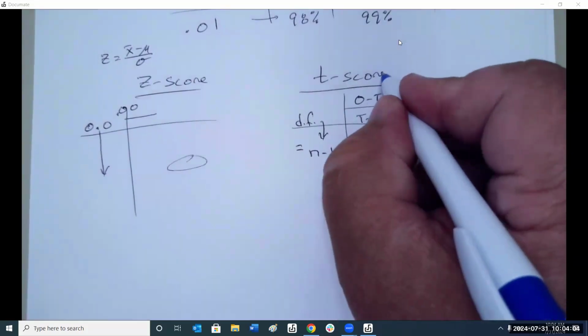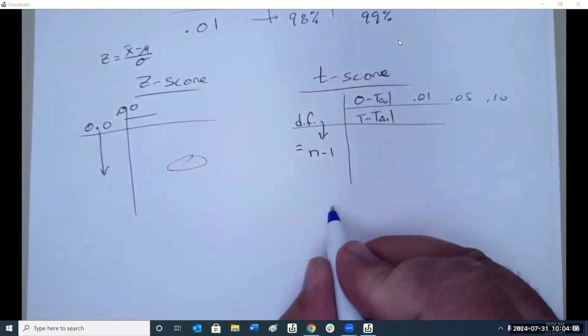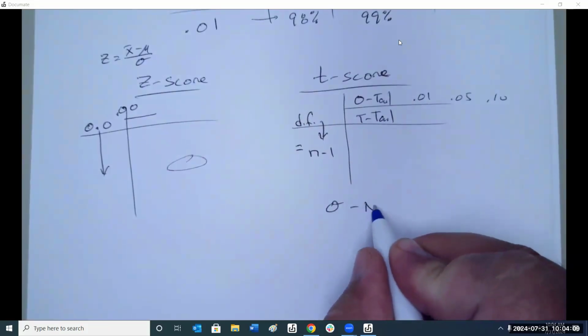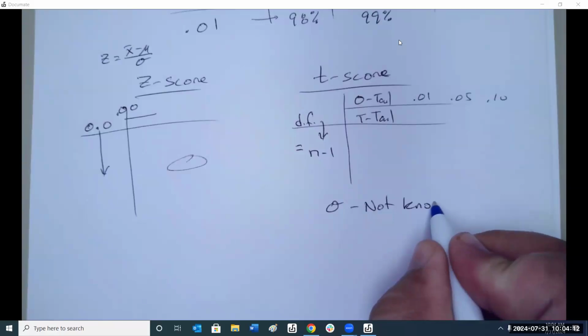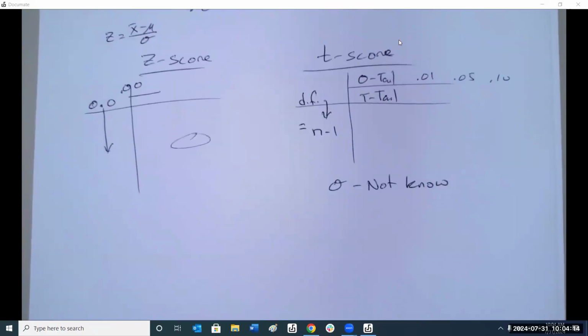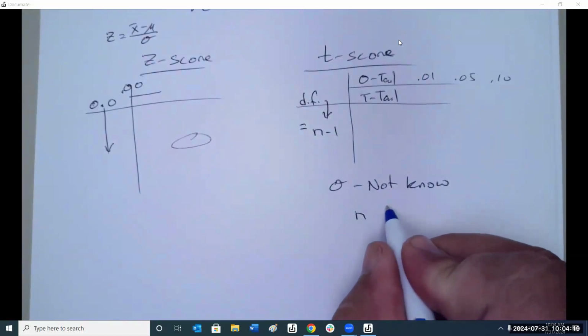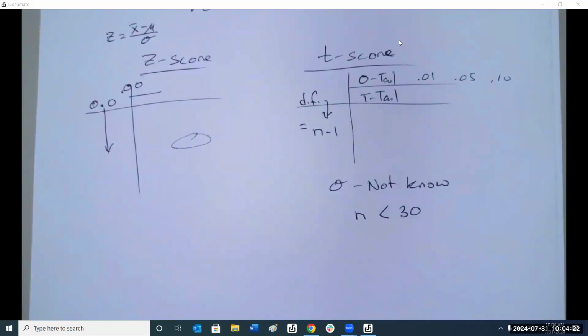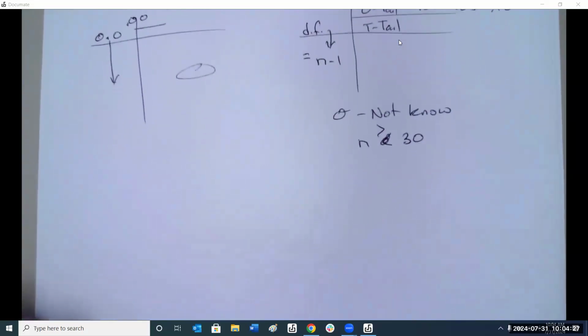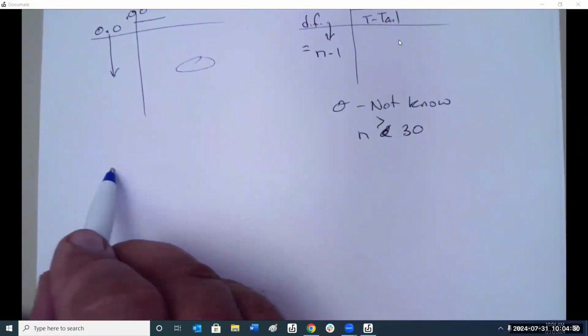But for the T-score, your standard deviation of the population is not known, and your N is less than 30. I know it's greater than 30, but yeah, we did those yesterday. All right, this is a good example.